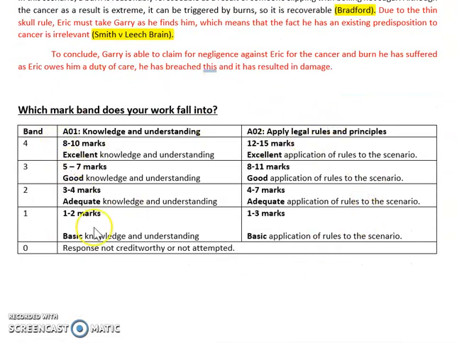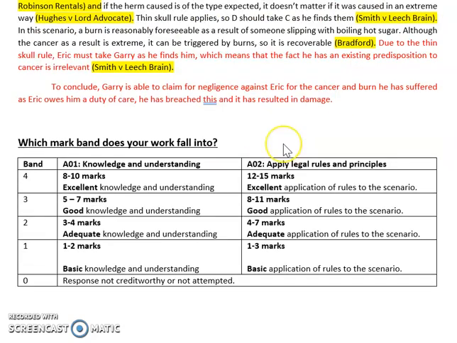That's the usual mark bands that we're used to here. So if you follow this plan and explain and apply as you go along, hopefully you should be in band 4 here, because you'll have shown excellent knowledge, your black AO1, and you'll have shown excellent application, your red AO2.